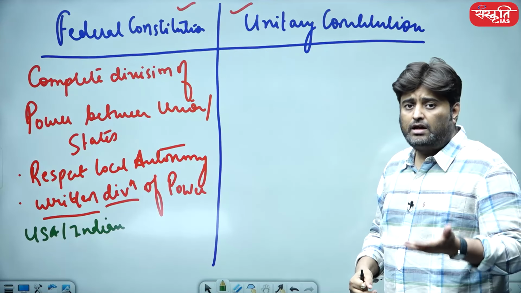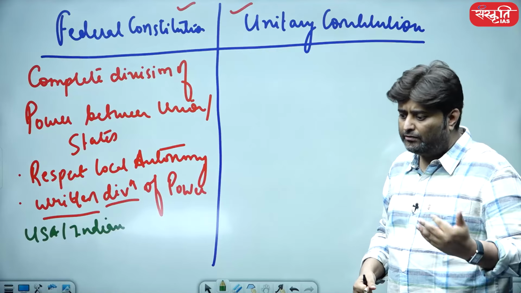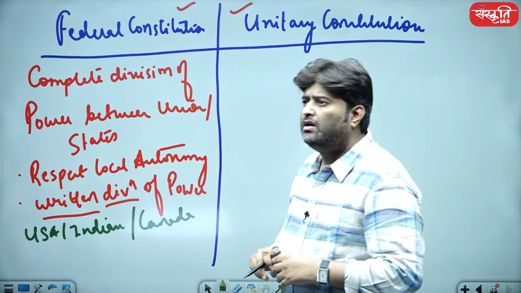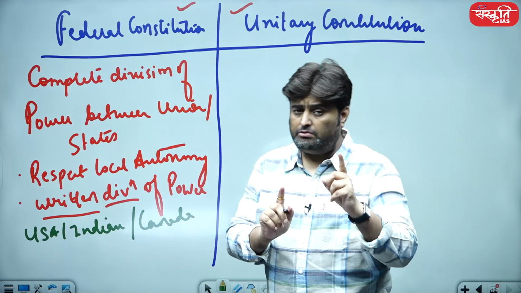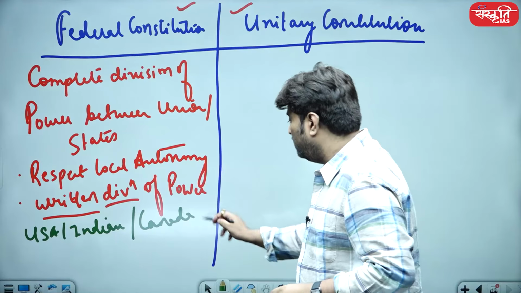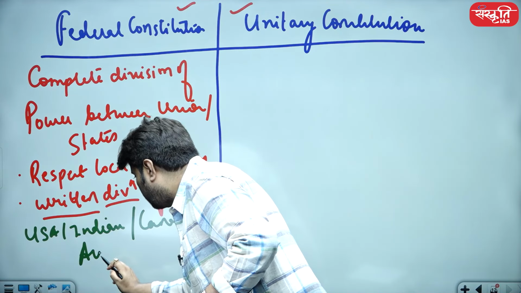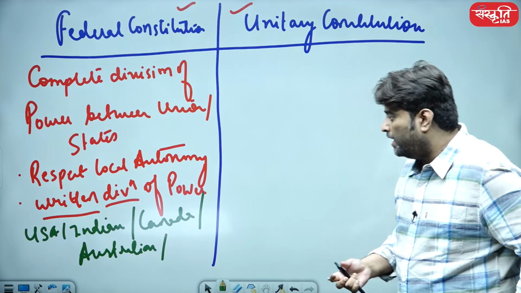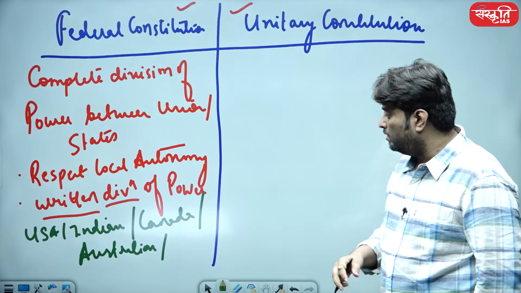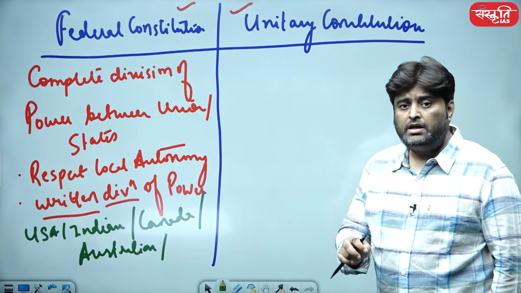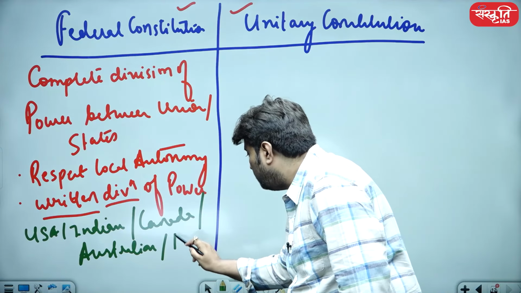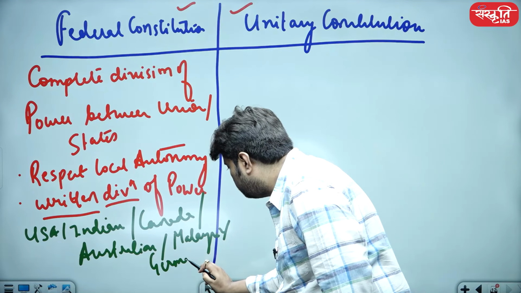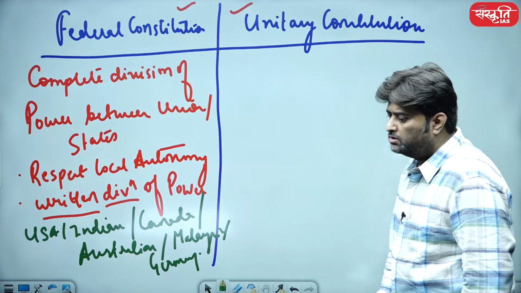But apart from that, there are a few other constitutions of the world which are also considered to be federal constitutions. So you have the Canadian Constitution. If I'm not wrong, Canadian Constitution 1867. I'm not sure about the year, you can cross check it. Canadian Constitution 1867, Australian Constitution 1900. So American Constitution, Indian Constitution, Canadian Constitution, Australian Constitution, Germany and Malaysian Constitution. They all are considered to be the prime examples of federal constitution.